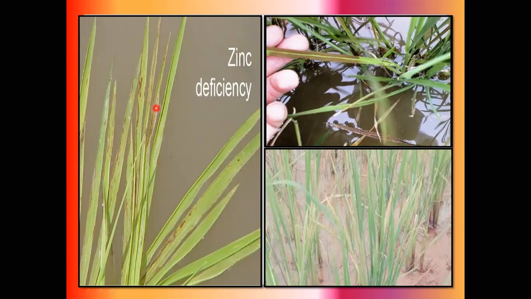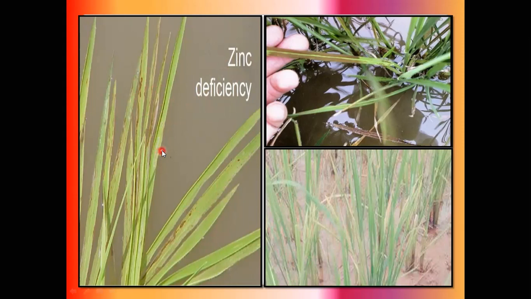In case of severe deficiency, the entire leaf may have a rusty brown appearance. This symptom is also known as khaira disease. Somewhat reddish rusty brown lesions are seen on the leaf. In case of severe deficiency, maybe zinc or another abiotic factor, the plants will die.